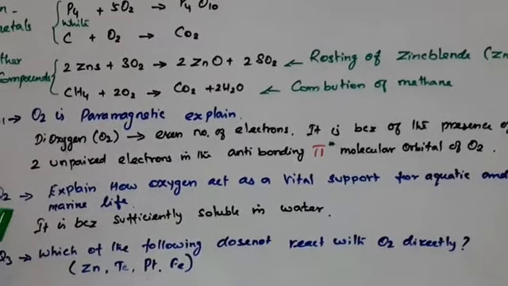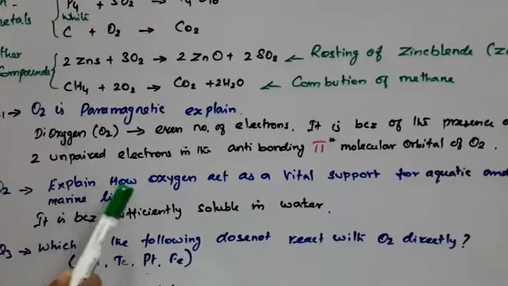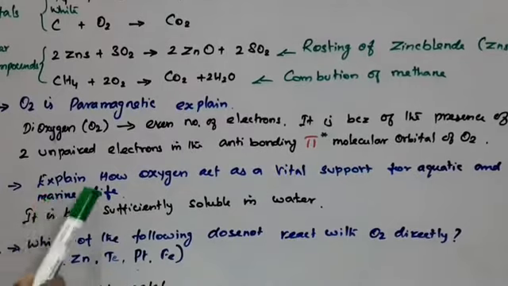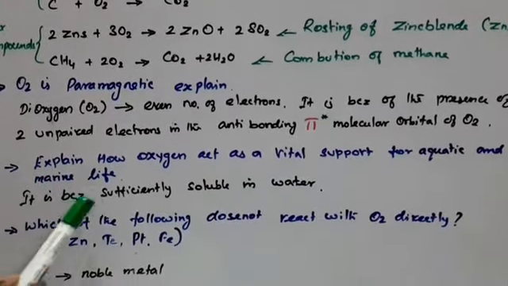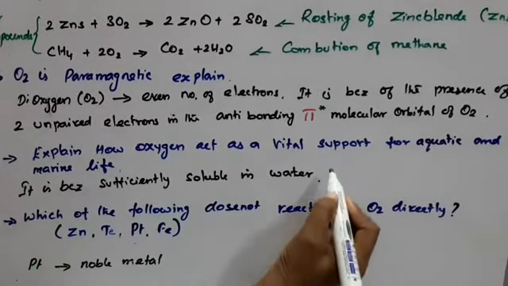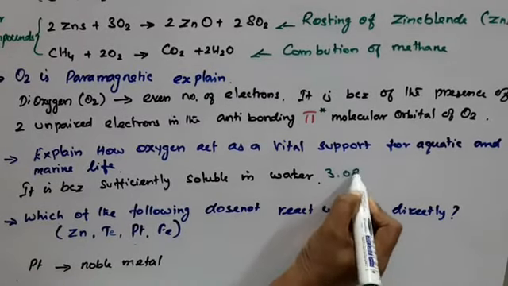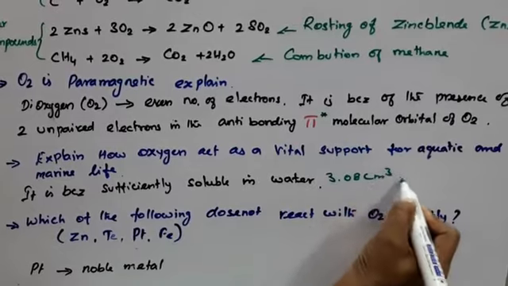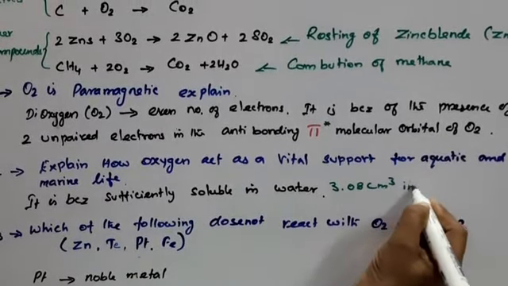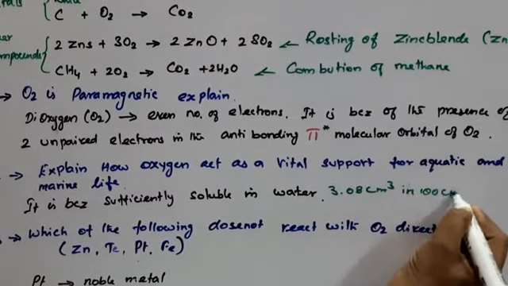The question number 2 is, explain how oxygen acts as a vital support for aquatic and marine life. It is because oxygen is sufficiently soluble in water. For example, 3.08 cubic centimeters in 100 cubic centimeters.